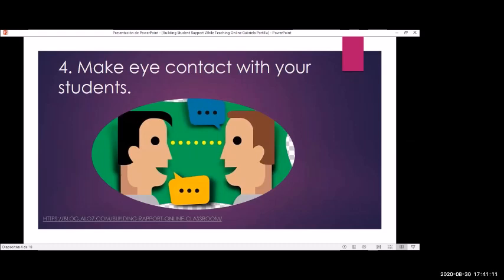If you teach looking to the other side, or teach looking at the cell phone, or just looking at the slides, your students are not going to feel connected with you. And the most important aspect while teaching online is the connection that we have. The online connection, the actual connection, and the heart-to-heart connection that we have with our students.